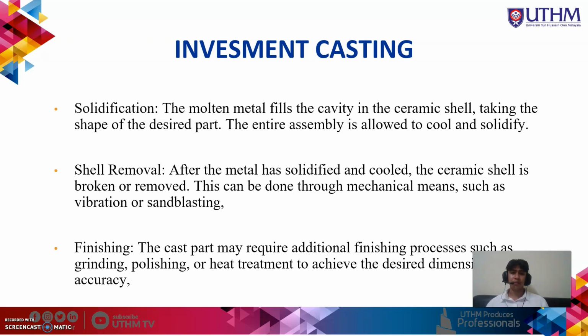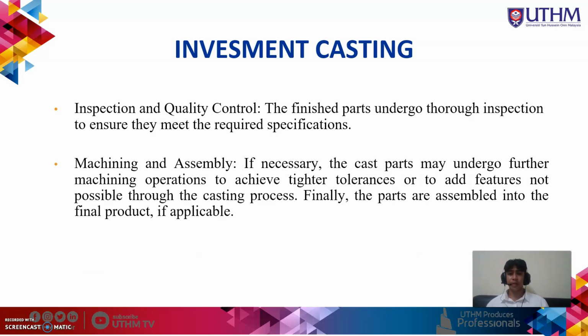Next is finishing. The cast part may require additional finishing processes such as grinding, polishing, or heat treatment to achieve the desired dimensional accuracy. Next is inspection and quality control. The finished parts undergo thorough inspection to ensure they meet the required specifications. Next, machining and assembly. If necessary, the cast parts may undergo further machine operation to achieve higher tolerance or to add features not possible with the casting process. Finally, the parts are assembled into the final product if applicable.